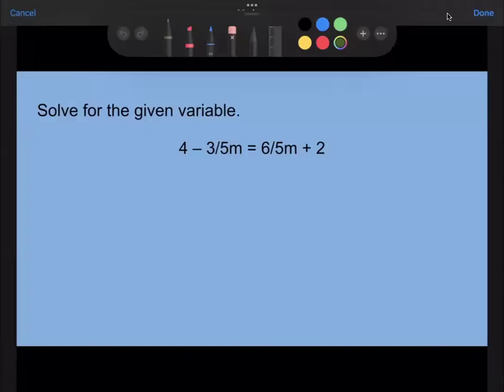Okay, here's my next one. I'm going to take 4 minus 3 over 5m equals 6 over 5m plus 2. So I'm going to use that trick again because I've got some more fractions here. I'm going to rewrite 4 minus 3 over 5m equals 6 over 5m plus 2. Since both the denominators are 5, that means I'm going to multiply each term in the equation times 5. So this is going to be times 5, this will be times 5, times 5, and times 5.